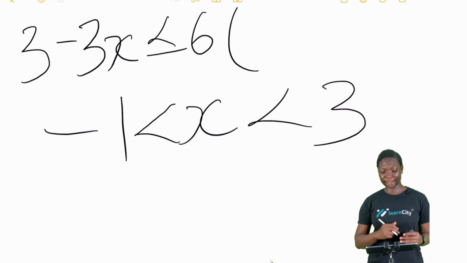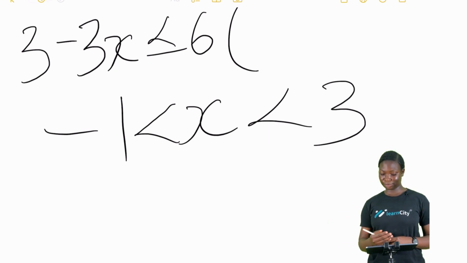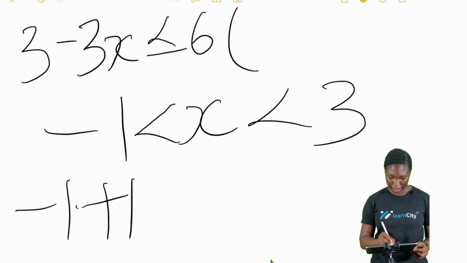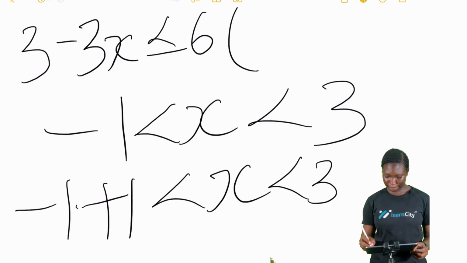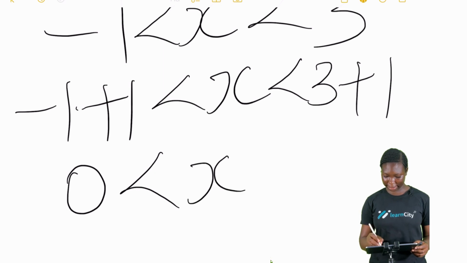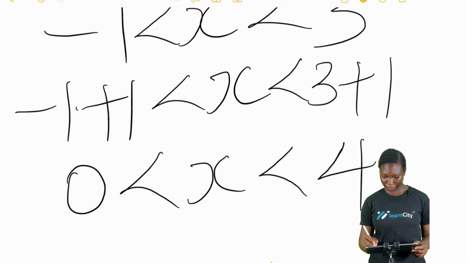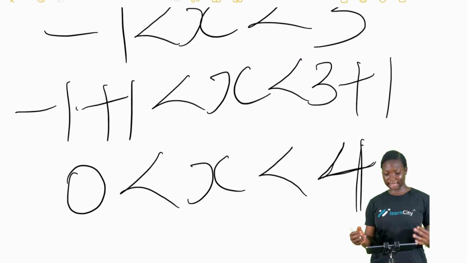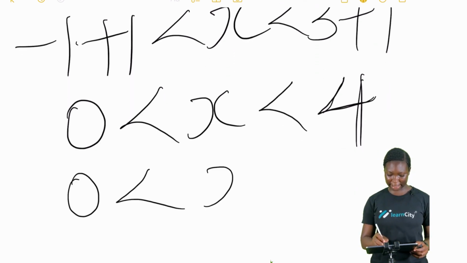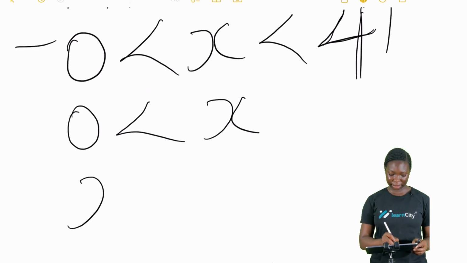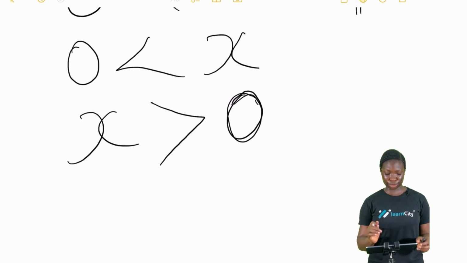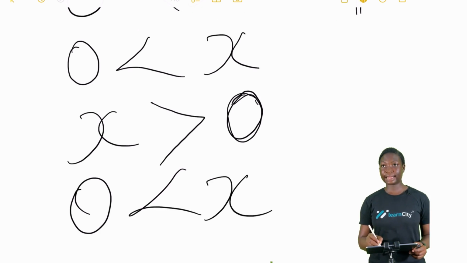So we can just bring minus 1 to the other parts. So we have minus 1 plus 1 less than x less than 3 plus 1. So we have 0 less than x less than 4. So 0 less than x can also be written as x greater than 0. So we have 0 less than x less than 4.